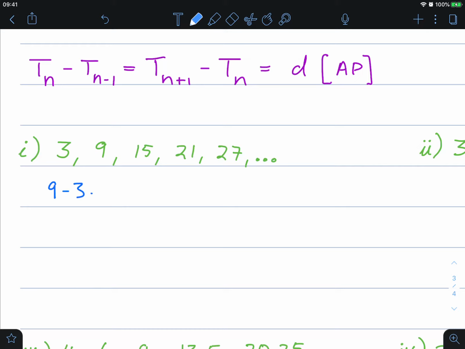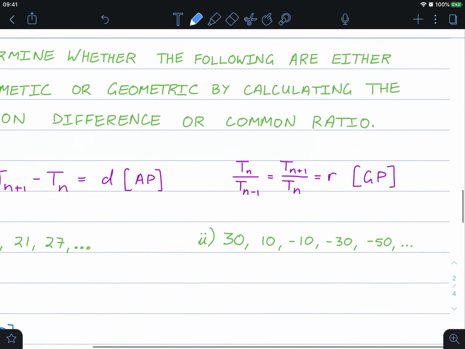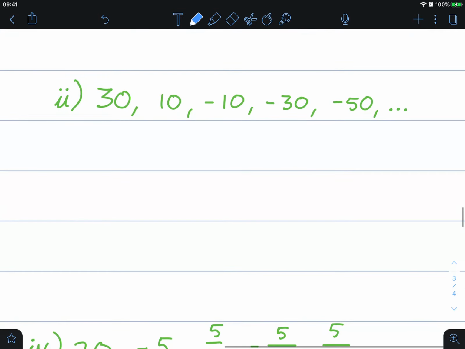9 take away 3 should equal 15 take away 9. We get 6 is equal to 6. Our common difference is equal to 6. This is an arithmetic progression. Moving to the next one.